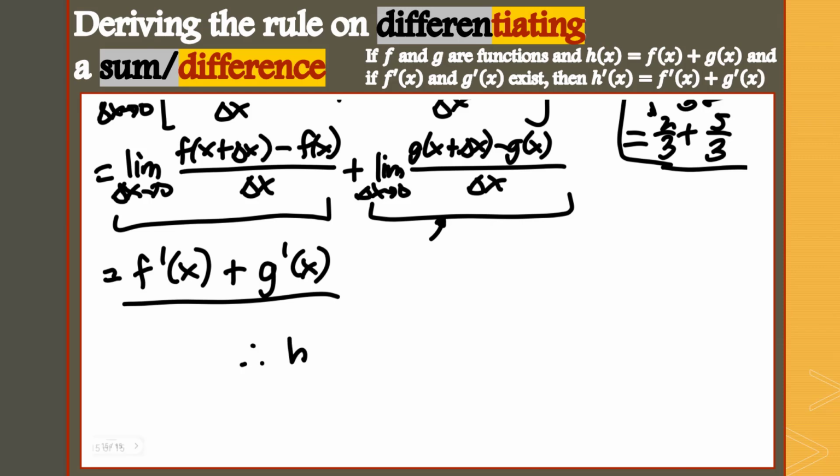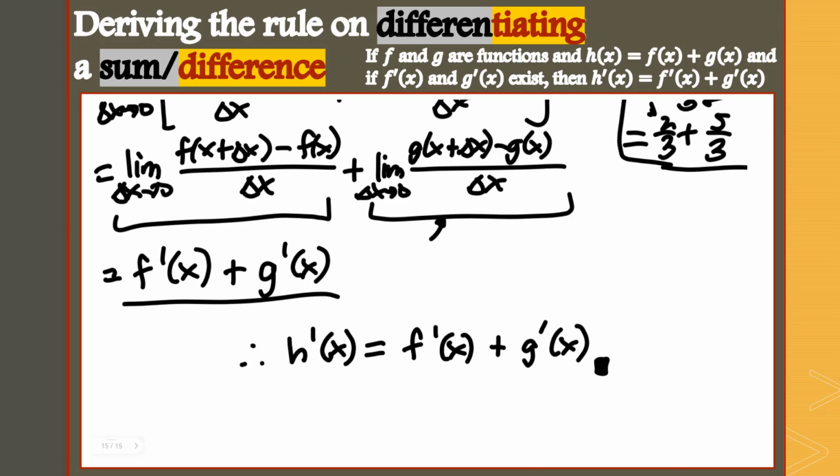Therefore, the derivative of h of x, which is h prime of x, where h is a combination of f of x and g of x, regardless of sum or difference, is just equal to f prime of x plus g prime of x. So we have proven this identified rule for differentiating sum and difference.